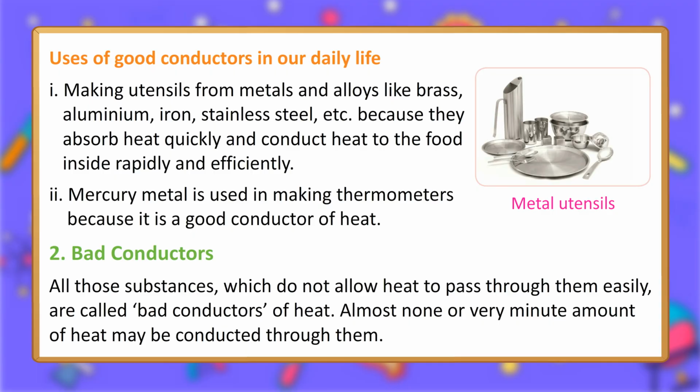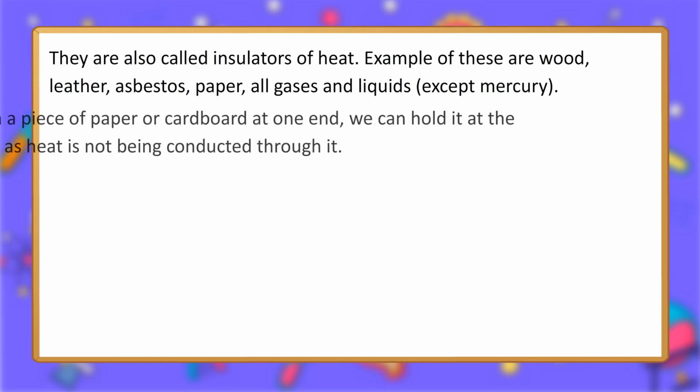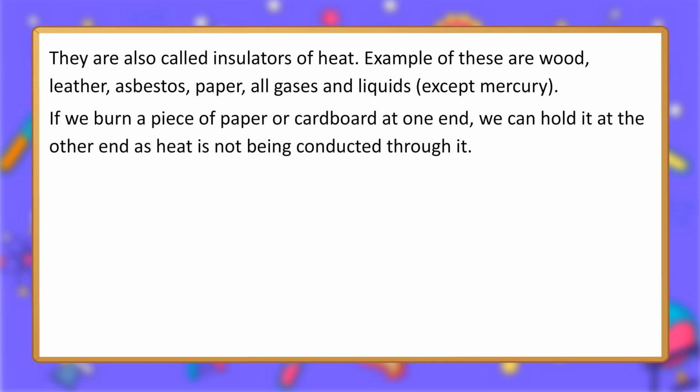2. Bad conductors. All those substances which do not allow heat to pass through them easily are called bad conductors of heat. Almost none or a very minute amount of heat may be conducted through them. They are also called insulators of heat. Examples of these are wood, leather, asbestos, paper, and all gases and liquids, except mercury. If we burn a piece of paper or cardboard at one end, we can hold it at the other end, as heat is not being conducted through it.